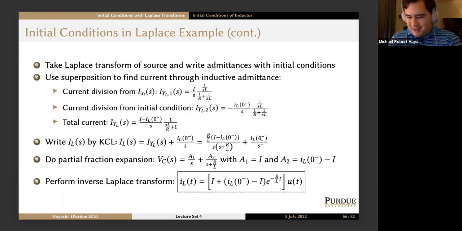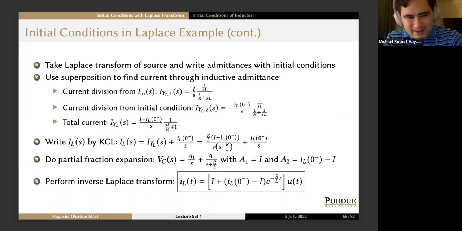Now is the time we need to do partial fraction expansion. So we have these two terms. This is a 1 over s bit, and this is a 1 over s plus R over L bit. So we can just combine this into, say, V_C of s is equal to A1 over s plus A2 over s plus R over L.